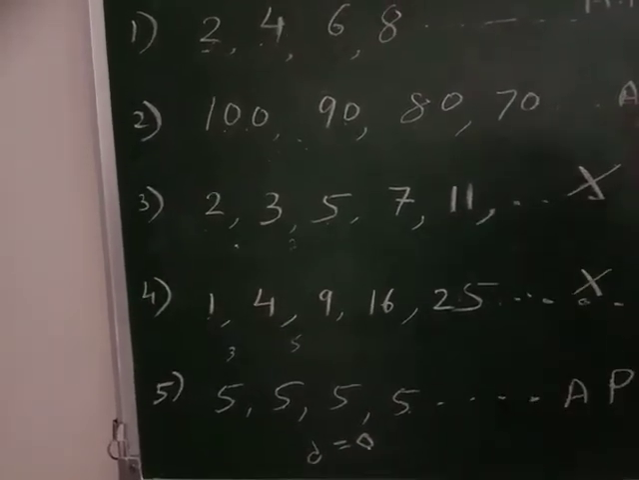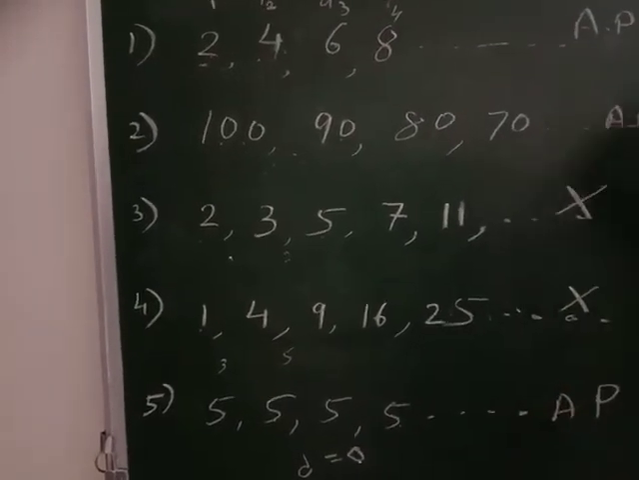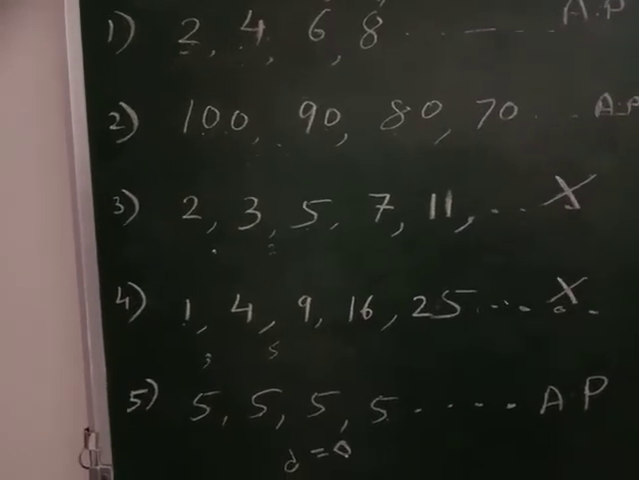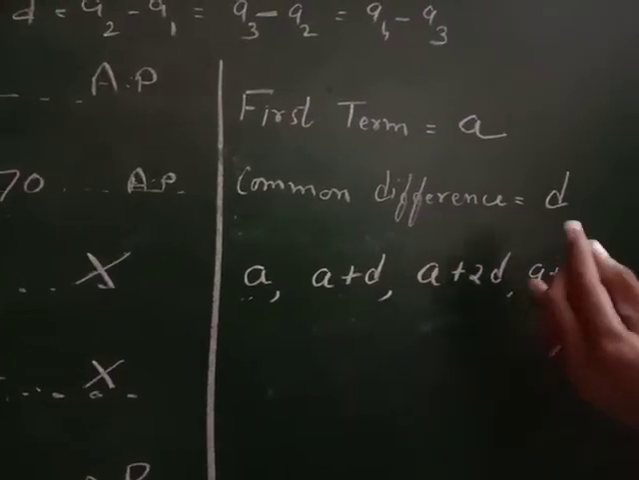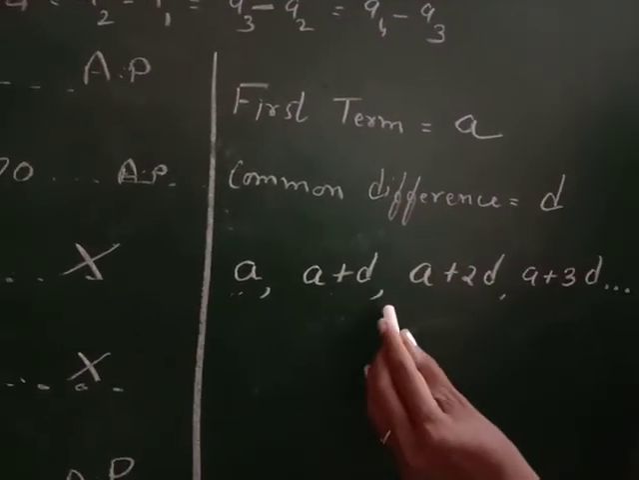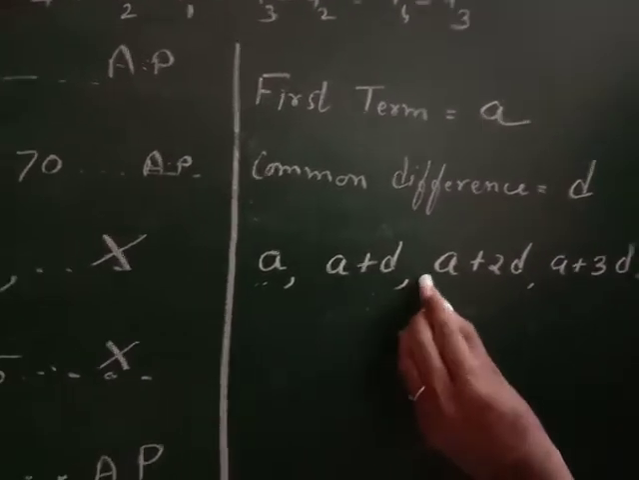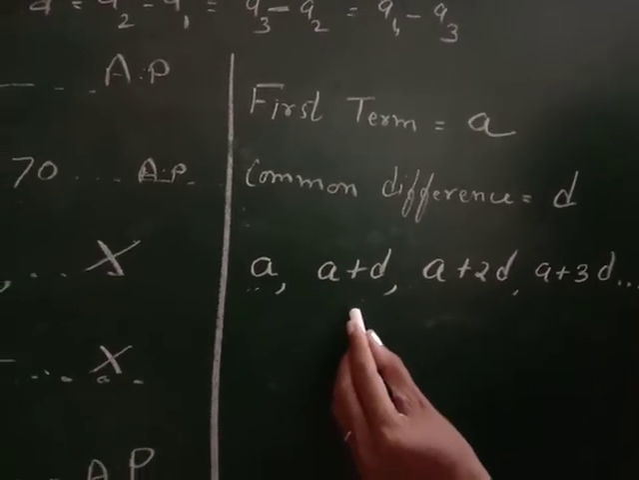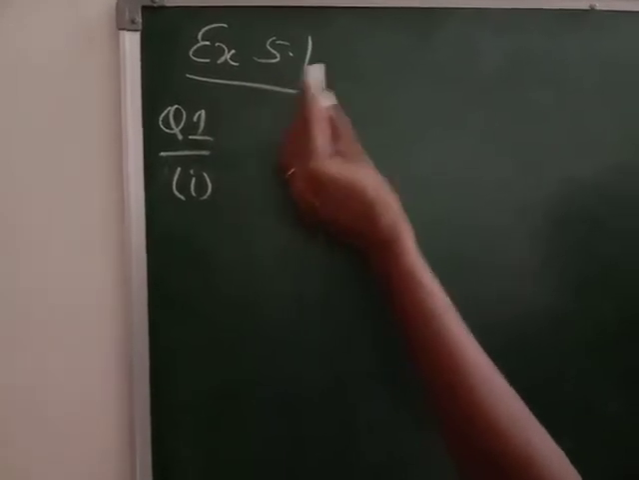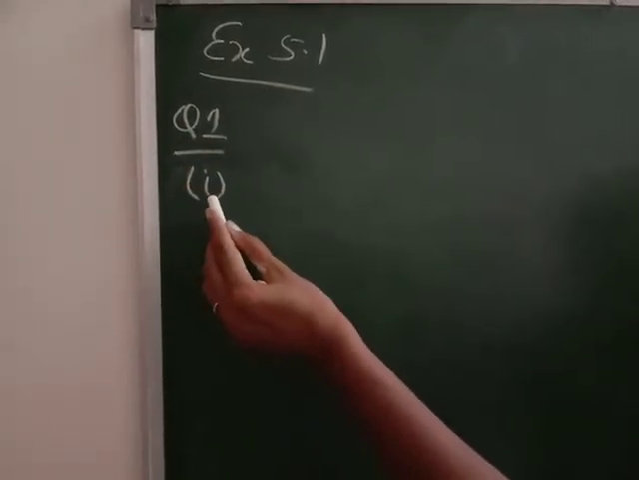So I think first term and common difference is clear to everybody, and this A, A plus D, A plus 2D and so on is the general form of arithmetic progression. Now let us start exercise 5.1. Exercise 5.1, question number 1 first.